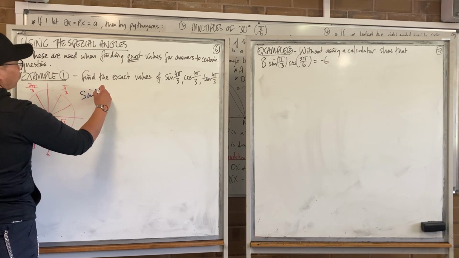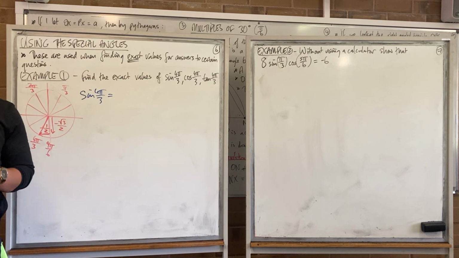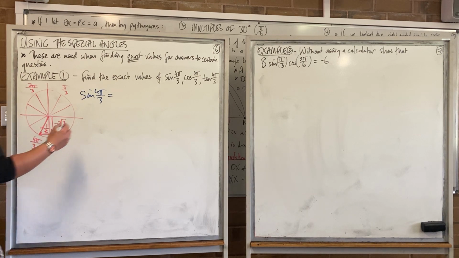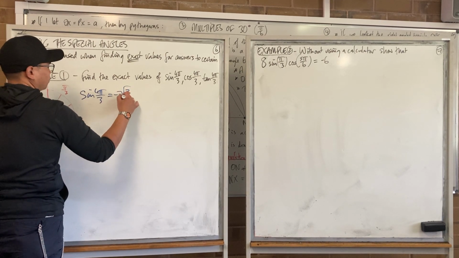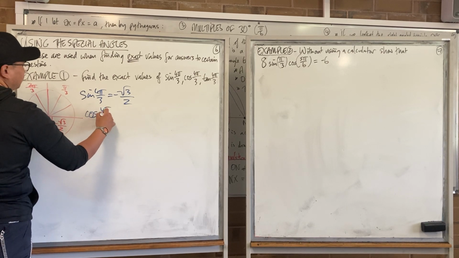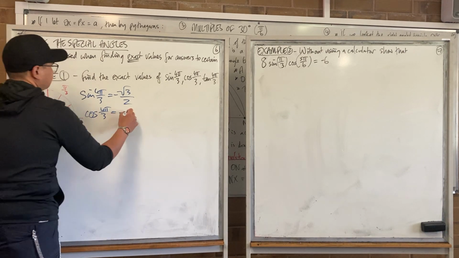Sine of 4 pi on 3. What is the sine of an angle? How far up or down it's gone. It's gone down by how much? Negative root 3 on 2. What's the cosine of 4 pi on 3? The cosine of an angle is how far it's gone across. It's gone to the left, so it's gone negative. Negative how much? A half.